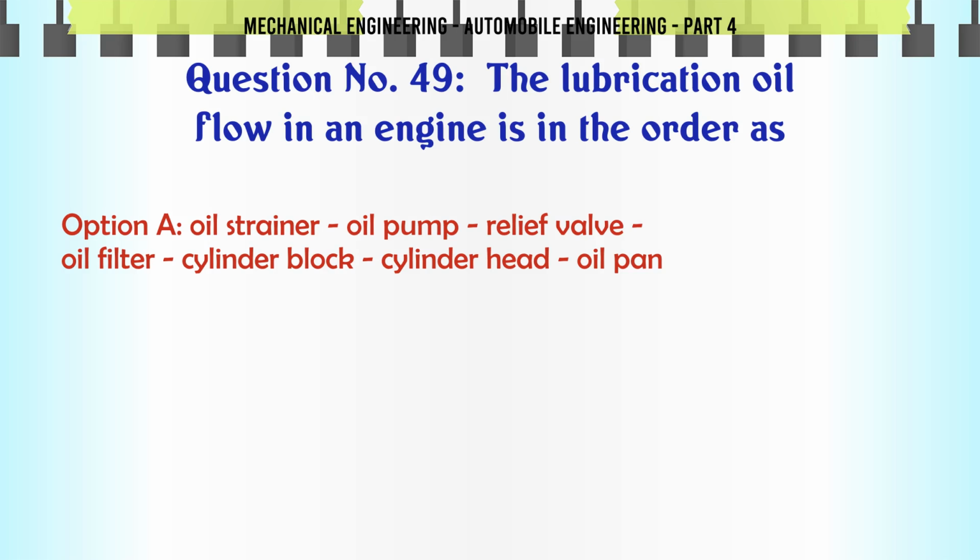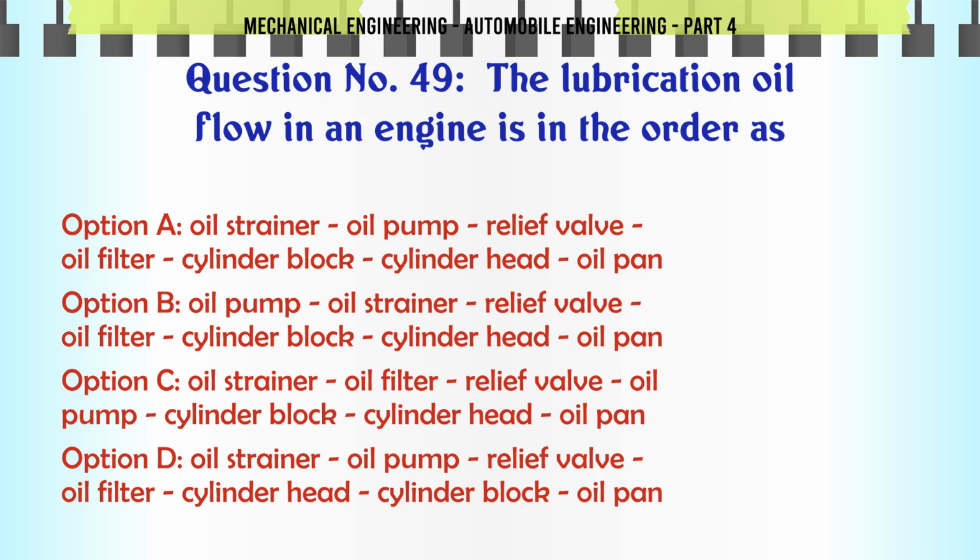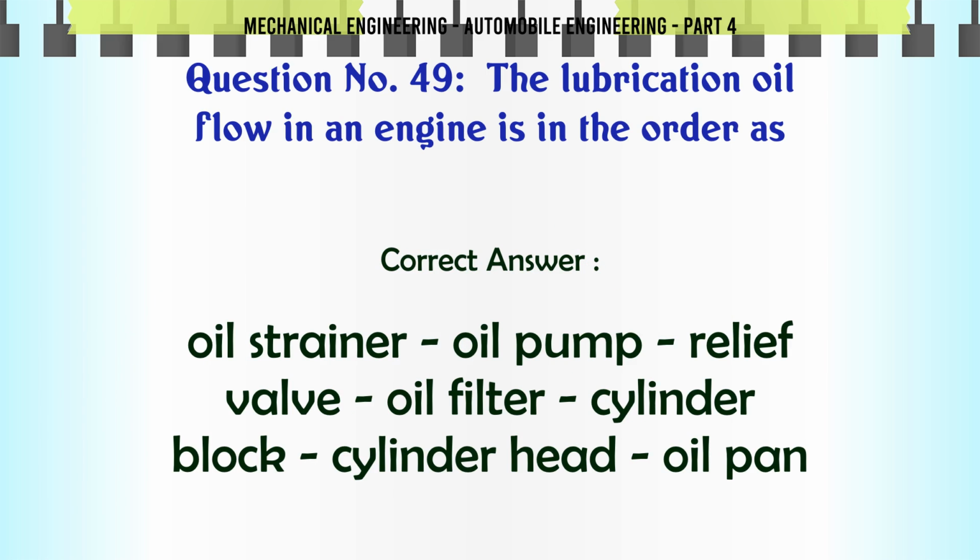The lubrication oil flow in an engine is in the order as: A. Oil strainer, oil pump, relief valve, oil filter, cylinder block, cylinder head, oil pan. B. Oil pump, oil strainer, relief valve, oil filter, cylinder block, cylinder head, oil pan. C. Oil strainer, oil filter, relief valve, oil pump, cylinder block, cylinder head, oil pan. D. Oil strainer, oil pump, relief valve, oil filter, cylinder head, cylinder block, oil pan. The correct answer is: oil strainer, oil pump, relief valve, oil filter, cylinder block, cylinder head, oil pan.